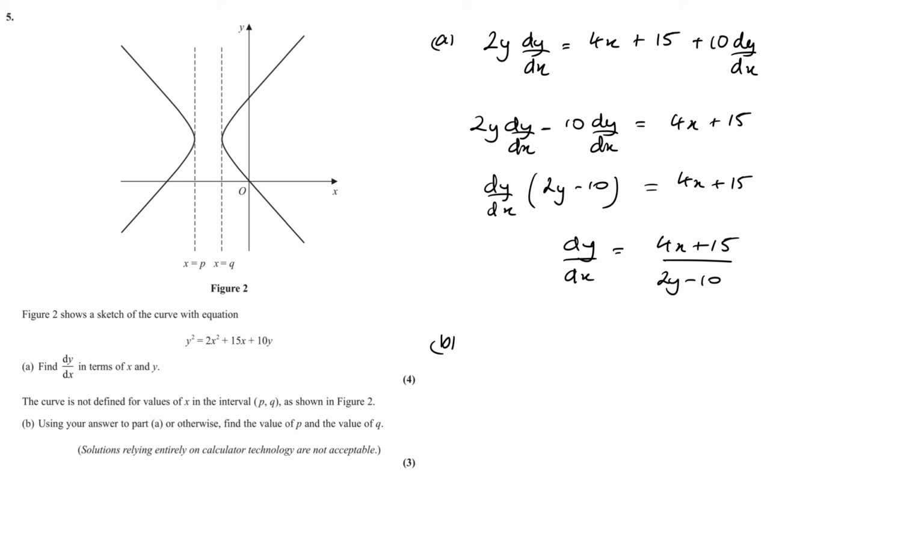Now, part B. So these asymptotes, they have like a gradient of infinity, so to speak. So what we know is that with our dy by dx, to get these two asymptotes, 2y minus 10 must be equal to 0. So 2y equals 10, y equals 5. Now, what I need to do is substitute that now into this equation. Okay? And that will hopefully produce the x values that I need.